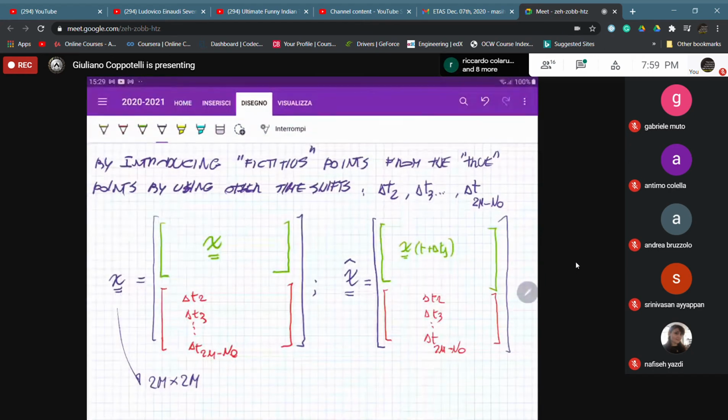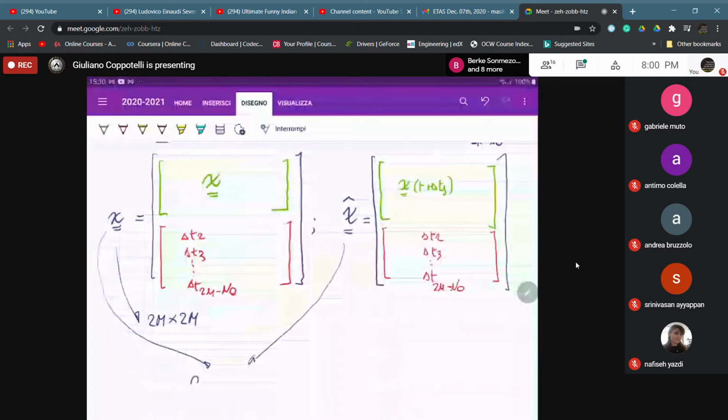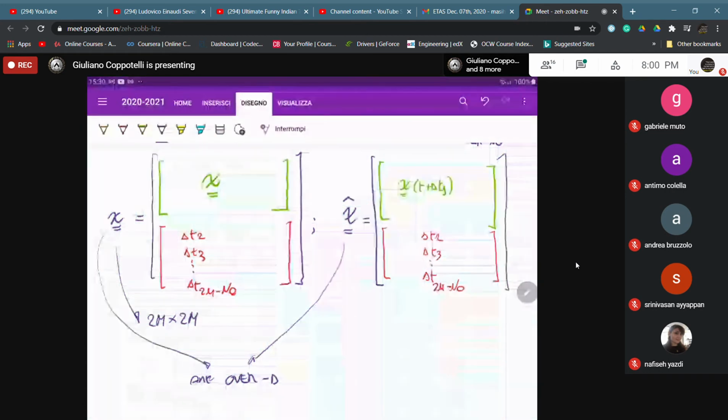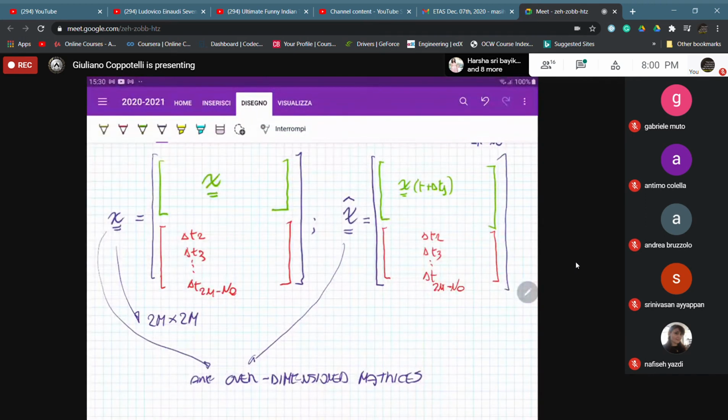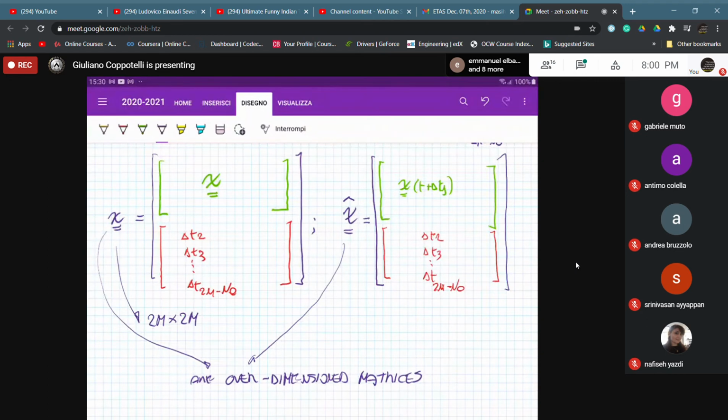Of course, now both chi and hat chi matrices are over dimensioned matrices, okay, but we have to introduce them because we need to solve the problem at least in a square form, like we have to do when taking the matrix inversion, okay.